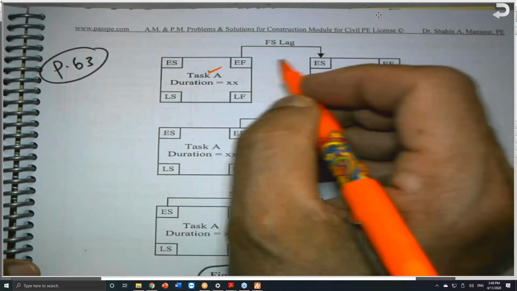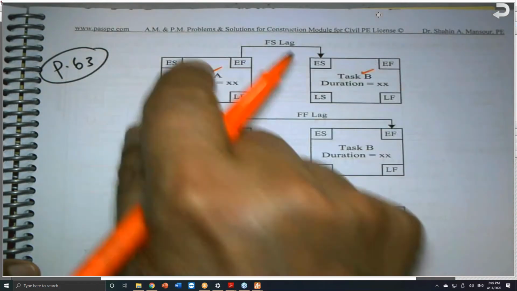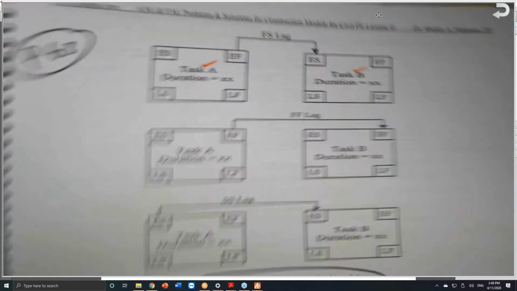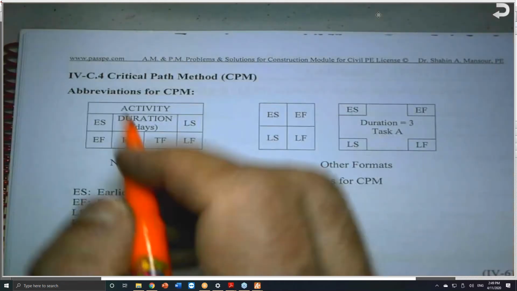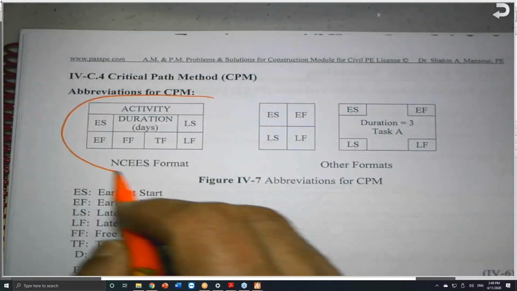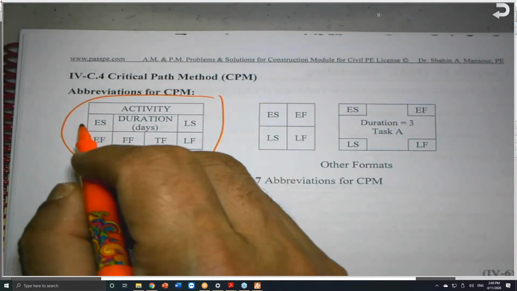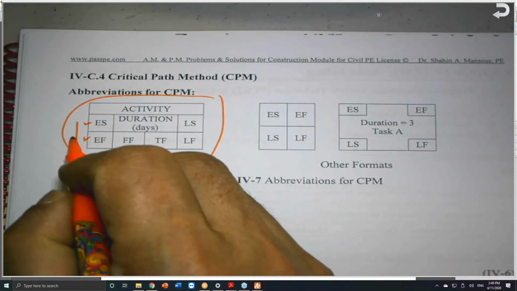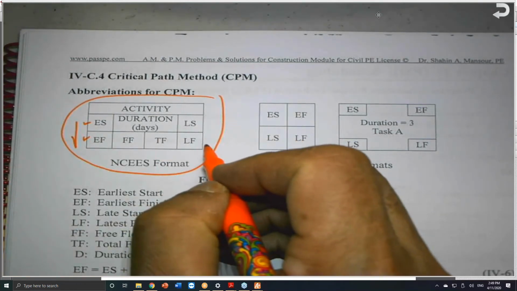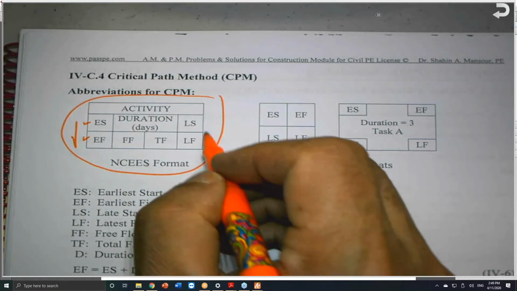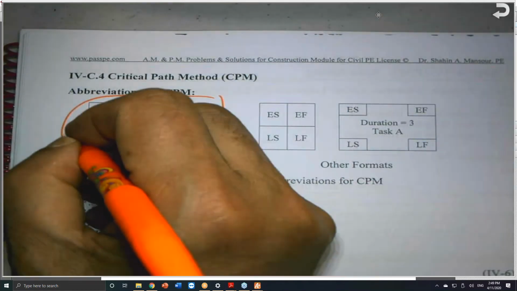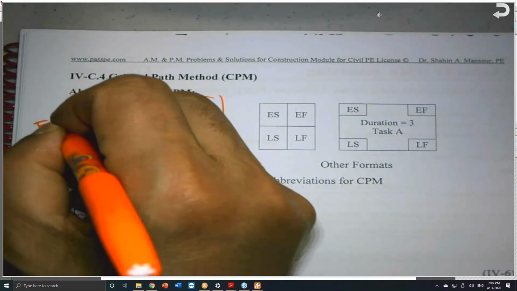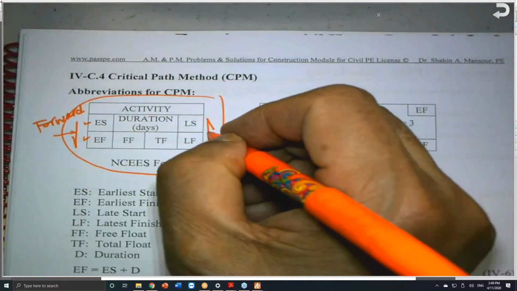This is another way to show the relationship between activities. And in the same book, on page 62, this is the NCEES format, the one you see in front of you. This is the early start, early finish. They go vertically like this. And this is late start, late finish. This we call forward. And this is a backward path.